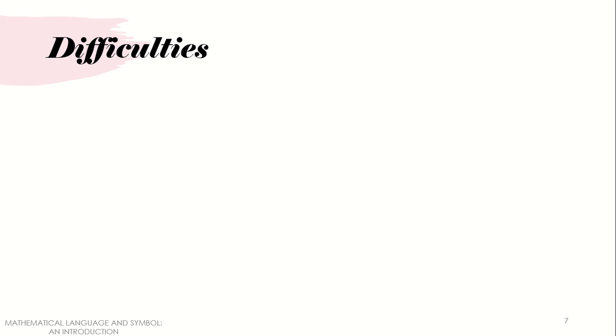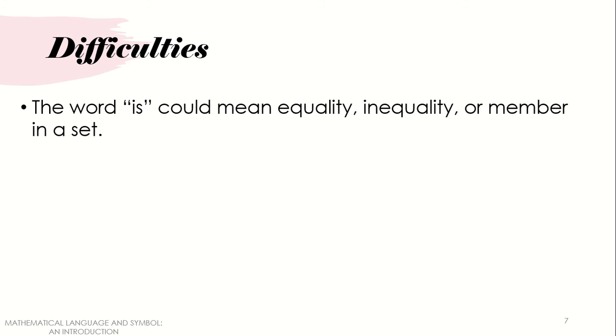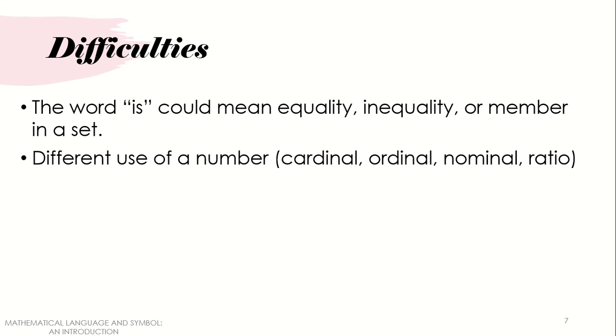The difficulties. So, dito makikita natin yung mga salita or yung mga bagay na pwedeng maging sagabal sa atin or kung saan tayo nahihirapan kadalasan sa pag-unawa. So, unang-una dyan, the word is could mean equality, inequality, or member in a set. Next, different use of a number. We have here the cardinal, the ordinal, the nominal, and the ratio.